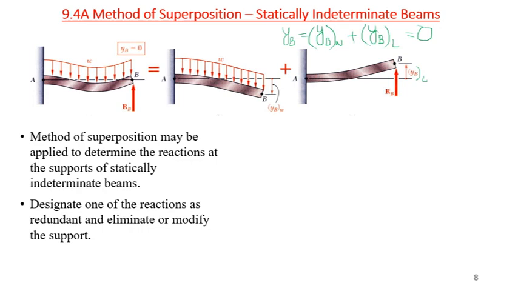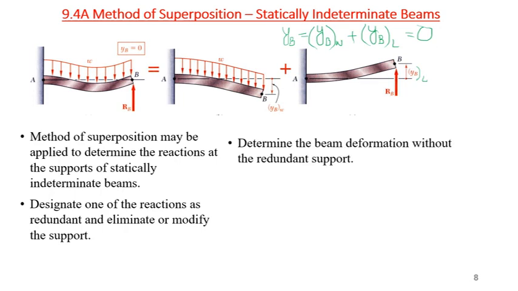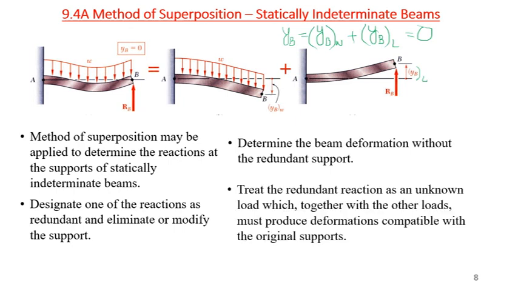So designate one of the reactions as redundant and eliminate or modify the support. Then determine the beam deflection without the redundant support, and using this compatibility, treat the redundant reaction as an unknown load, which together with the other loads must produce deformation compatible with the original support. And this will give us another equation, and with that we can solve the statically indeterminate problem as well.